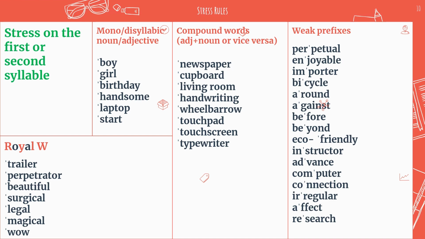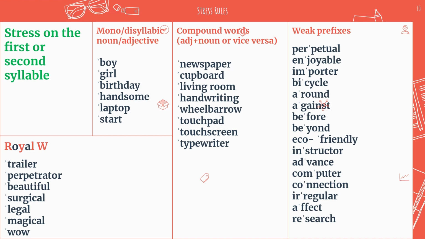Then, before and beyond. Here again, b is a weak prefix. Then, eco-friendly. Here, eco can be roughly considered as a weak prefix. Next is instructor. Here, in is a weak prefix. Then, advance. Here, ad is a weak prefix.